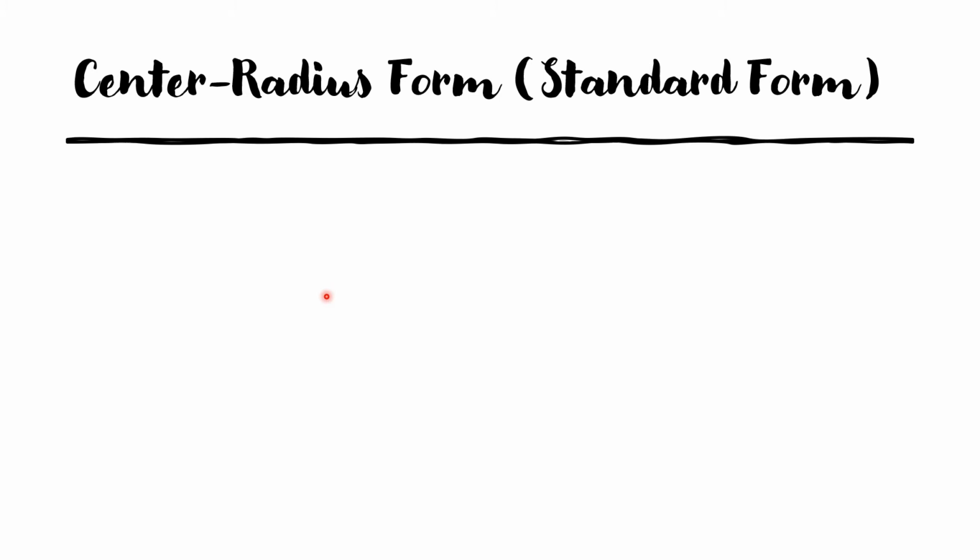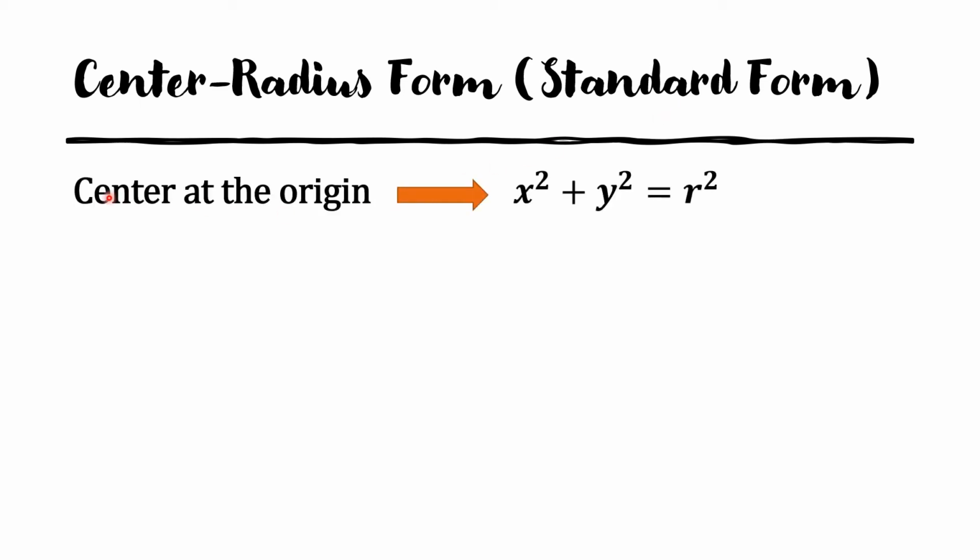Yung dinerive natin kaninang mga equation is what we call center radius form or standard form. So, we have center at the origin. Ang equation natin is x squared plus y squared is equal to r squared. Ang example natin dito, we have x squared plus y squared is equal to 9. So, kapag ganito yung format ng ating equation, it means ang center niya is at the origin or at (0, 0). Para makuha natin yung measurement ng radius, since r squared yung ating formula, r squared is equal to 9. So, to get the measurement of the radius, kunin mo lang yung square root ng 9. So, it means ang radius natin sa equation na to is equal to 3.